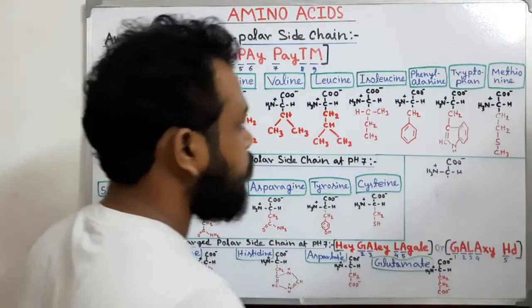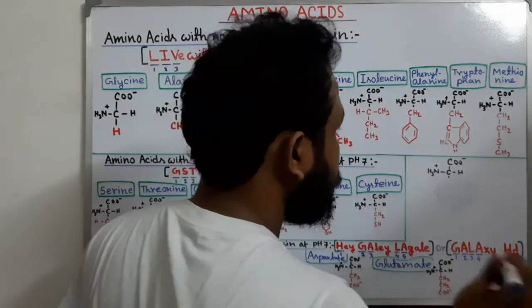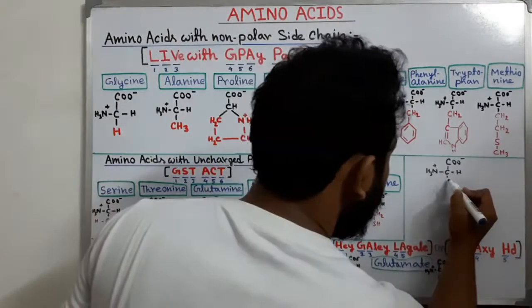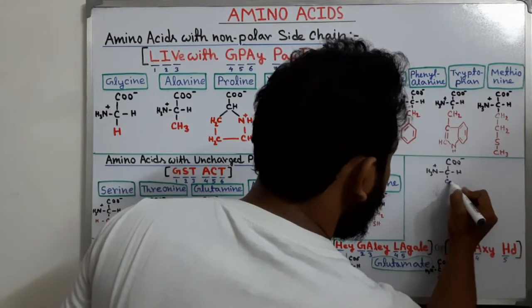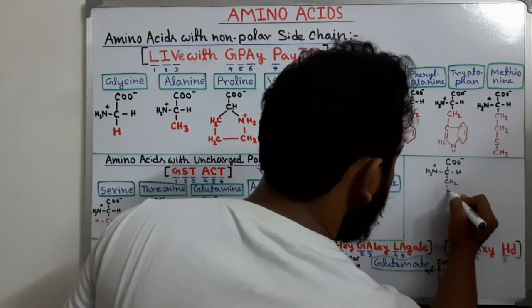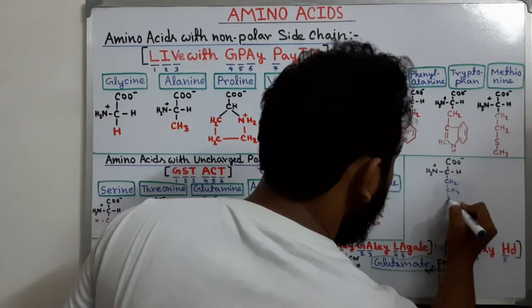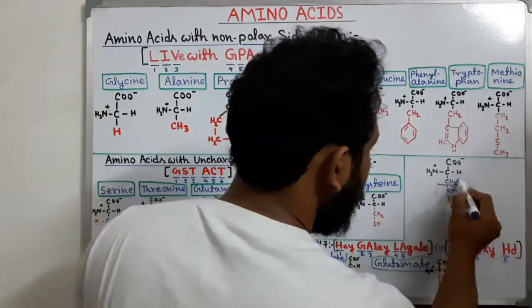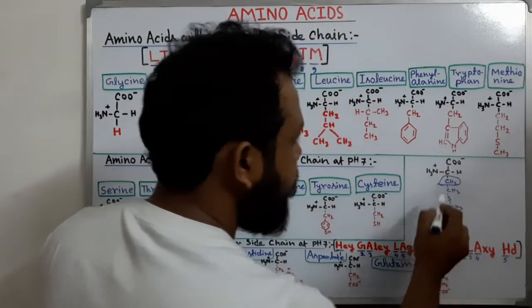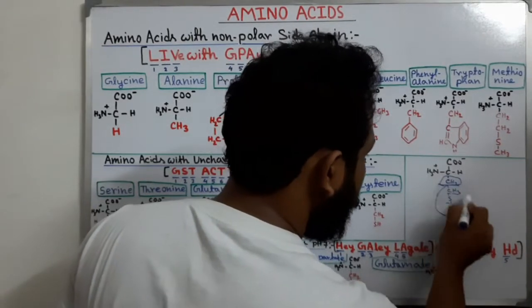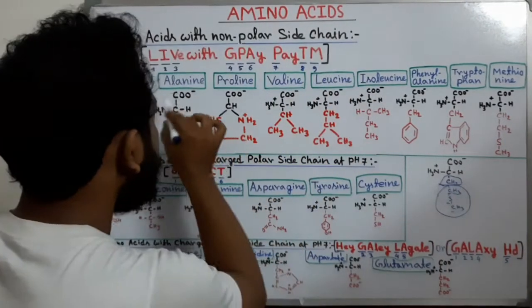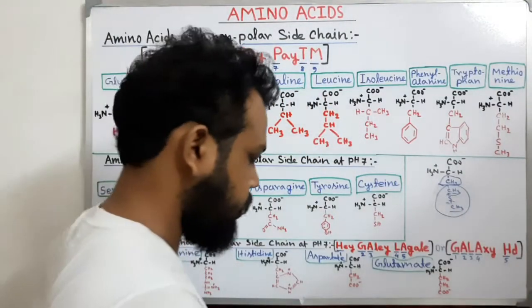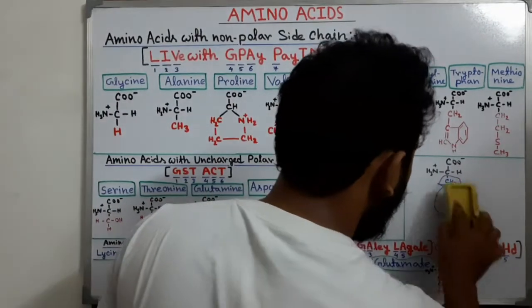So how to draw methionine? At first, just draw the alanine structure, and next just add the CH2, S, CH3 group. So this is the structure of methionine.